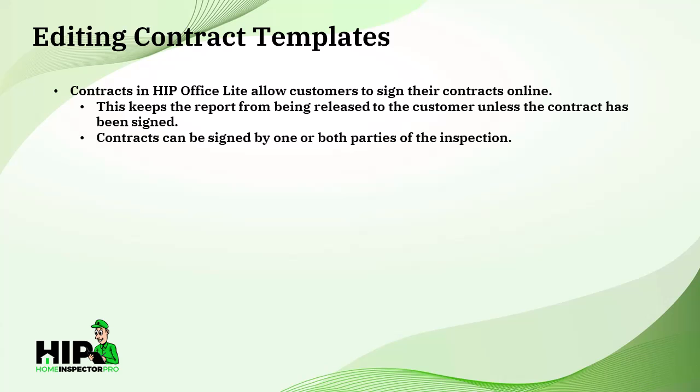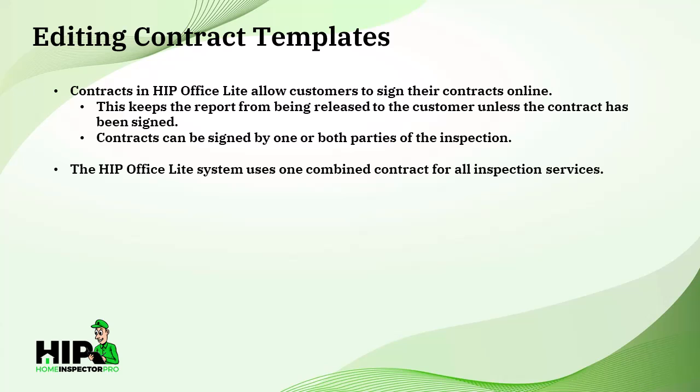Contracts can be signed by one or two parties. The HIP Office Lite system uses a combined contract for all your services. So if you offer both primary services and add-on services, you'd want to include all the terms for all of your services in one contract.